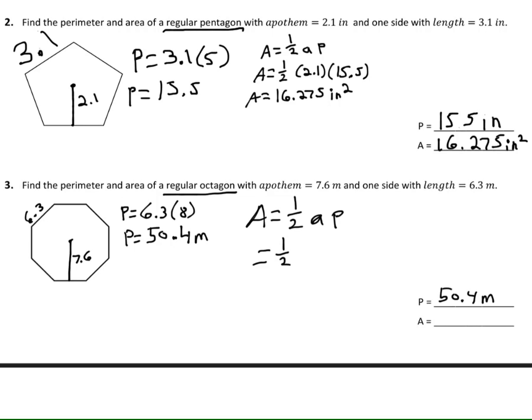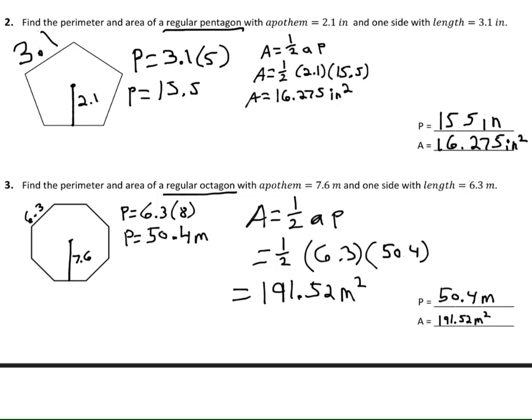So 1/2, my apothem is 6.3, and my perimeter is going to be 50.4 meters long. So now all I have to do is multiply that all out, and my final area is going to be 191.52 meters squared. So that is going to be my area: 191.52 meters squared.